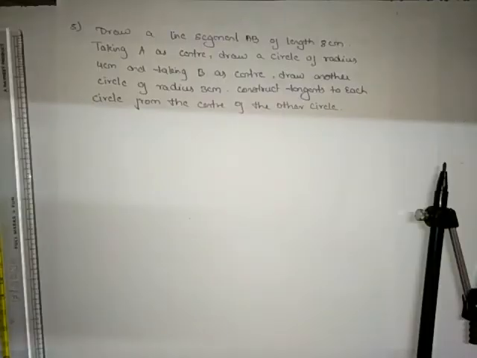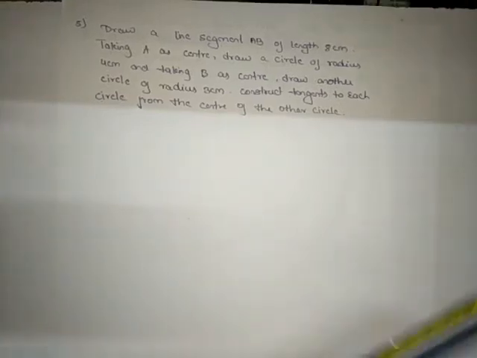Draw a line segment AB of length 8 cm. Take A as a center. Draw a circle of radius 4 cm and take B as a center. Draw another circle of radius 3 cm. Construct tangents to each circle from the center of the other circle. First, let us draw the line segment of 8 cm here.